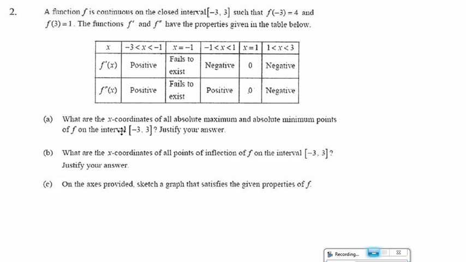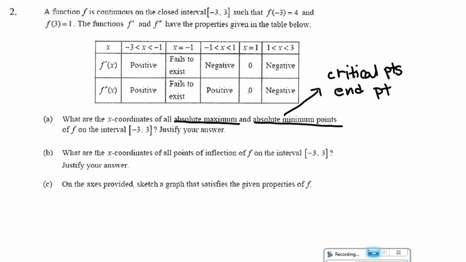Now, what are the x-coordinates of all absolute maximum and absolute minimum? In this case, since we are looking at absolute maximum and absolute minimum, we have to consider critical points and endpoints. We need to consider those two kinds. So here, critical points are where the first derivative is equal to 0 or not defined, such as right here, -1 and 1.